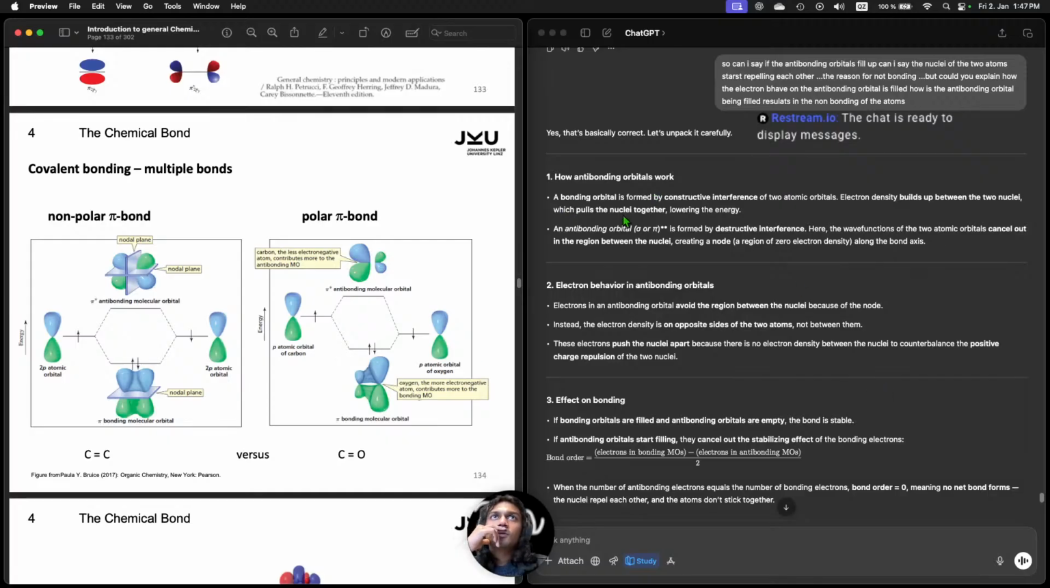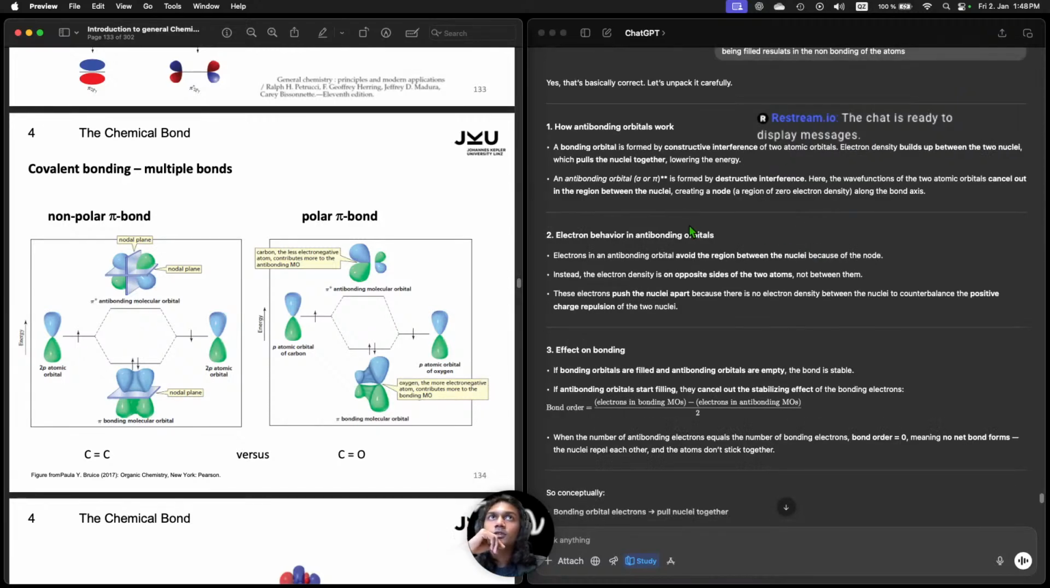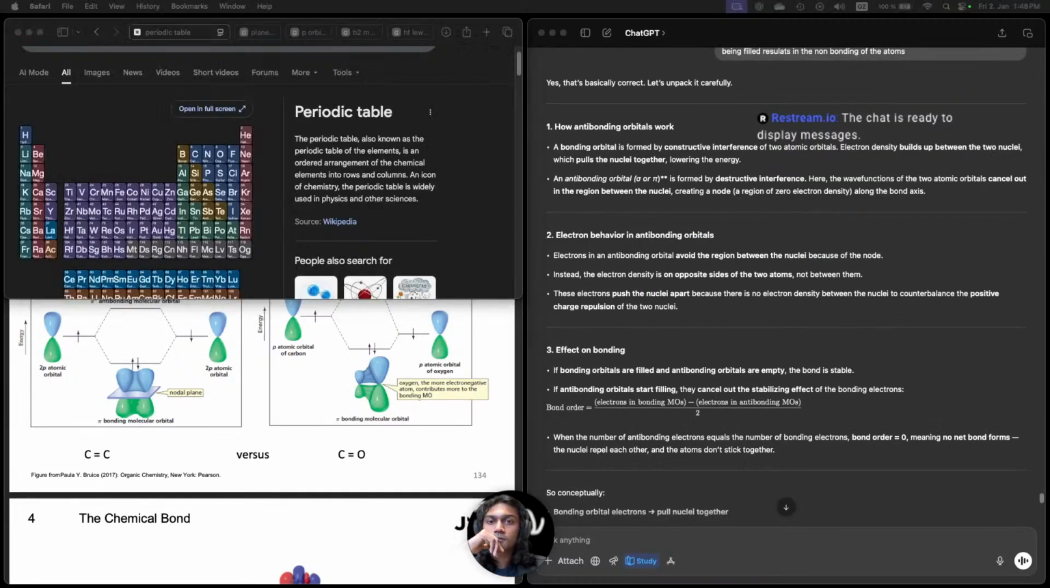How anti-bonding orbitals work. A bonding orbital is formed by constructive interference. Oh yeah, the constructive and destructive interference. The electron density builds up between the two nuclei, which pulls the nuclei together, lowering the energy. The anti-bonding orbital is formed by destructive interference. Here, the wave functions of the two atomic orbitals cancel out in the region between the nuclei, creating a node. Along the bond axis, wave functions of the two atomic orbitals cancel each other. That's what controls this. Okay, electron behavior in anti-bonding orbitals.